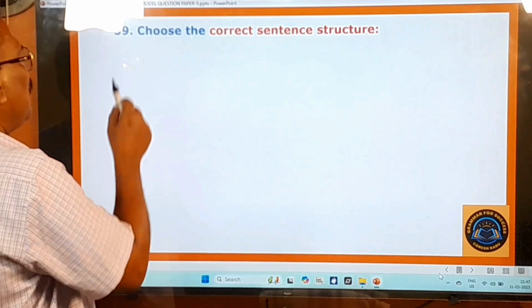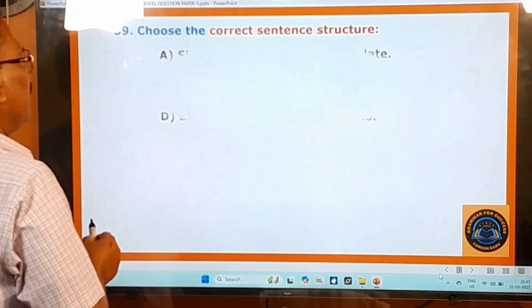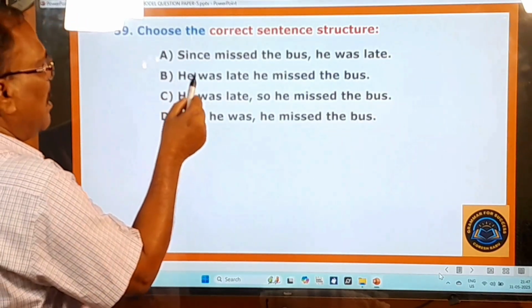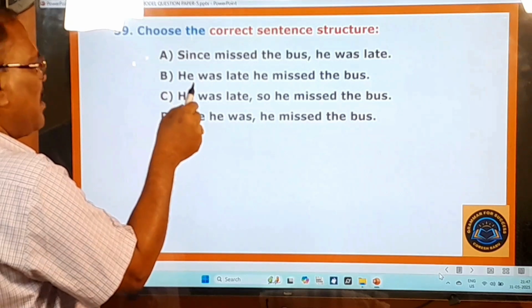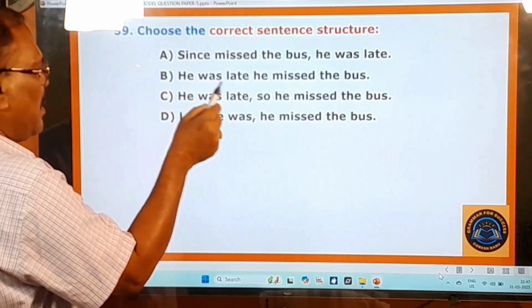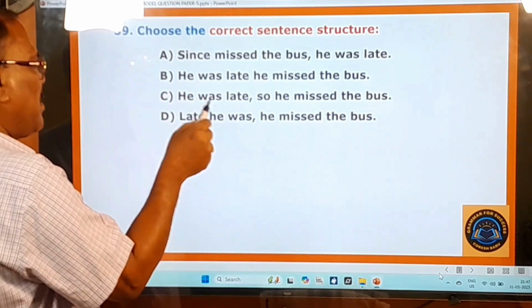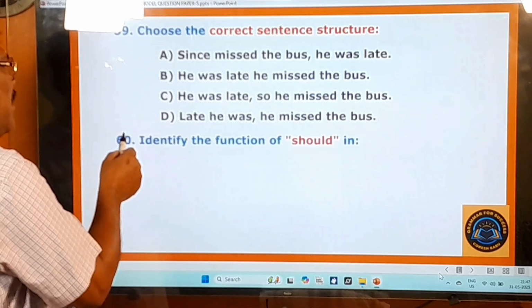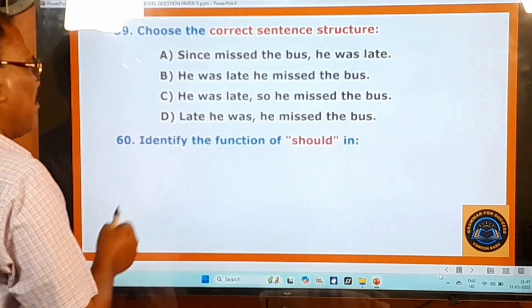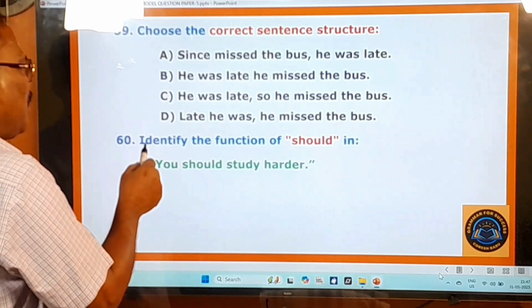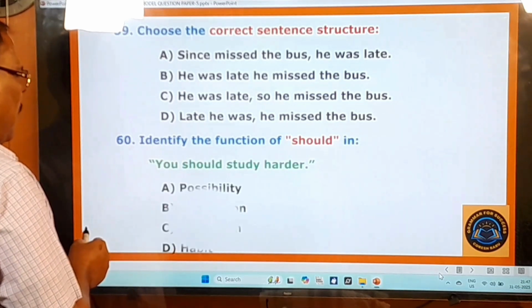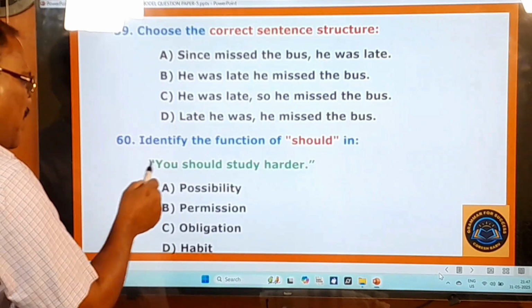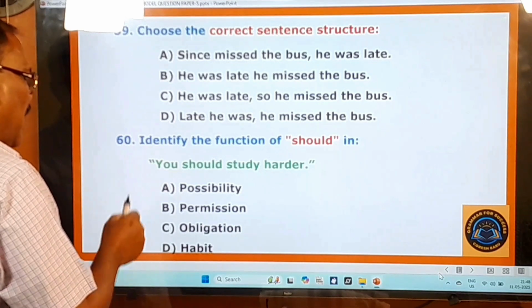59th question. Choose the correct sentence structure. Since missed the bus, he was late. He was late, he missed the bus. He was late, so he missed the bus. Late he was, he missed the bus. 60th question. Identify the function of should in: You should study harder. Possibility, permission, obligation, habit.